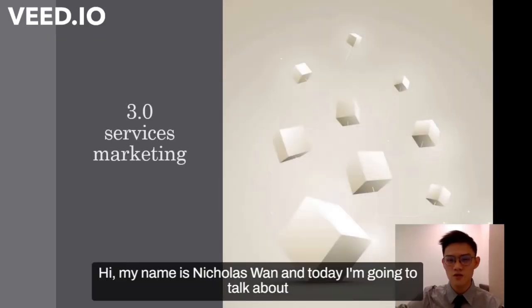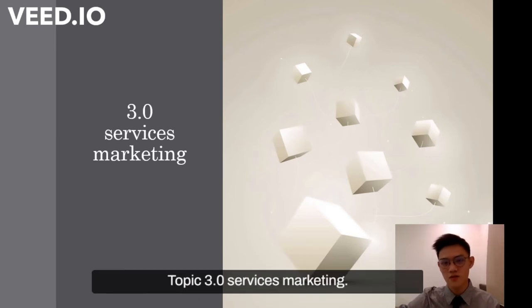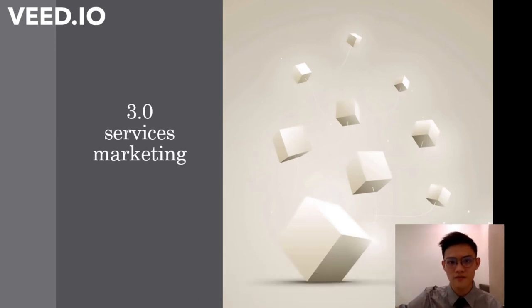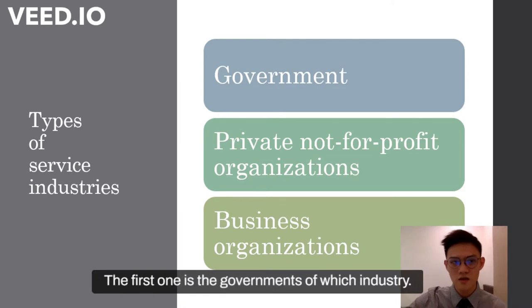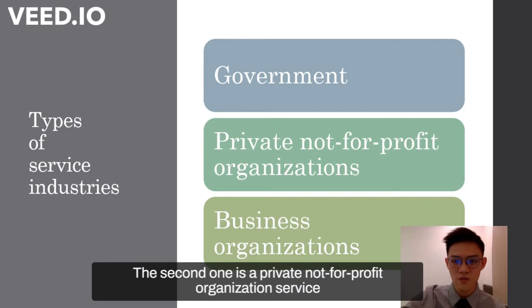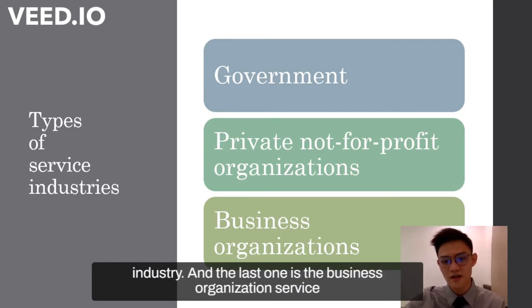Thank you very much. Hi, my name is Nicholas Wan, and today I'm going to talk about topic 3.0, services marketing. First of all, there are three types of service industry. The first one is the government service industry. The second one is the private not-for-profit organization service industry. And the last one is the business organization service industry.